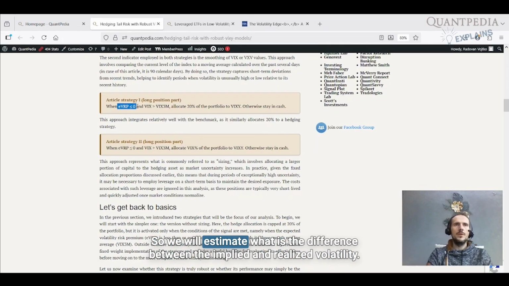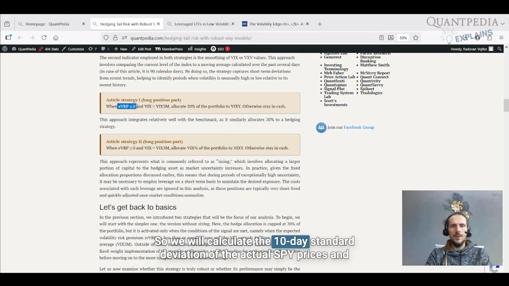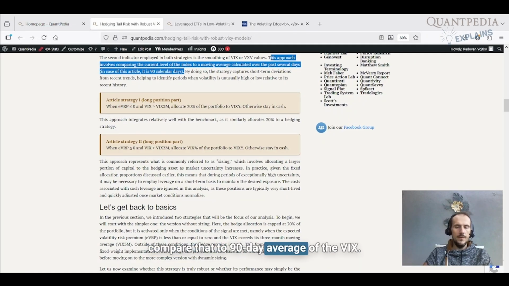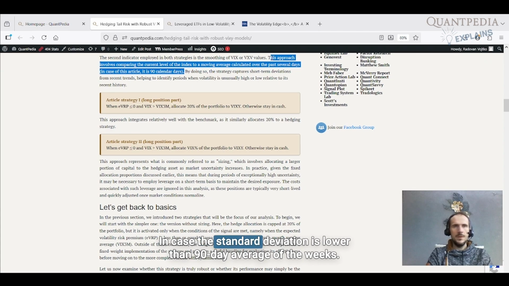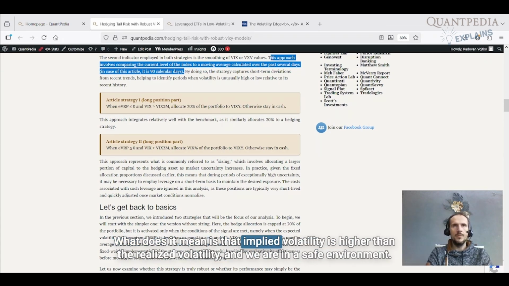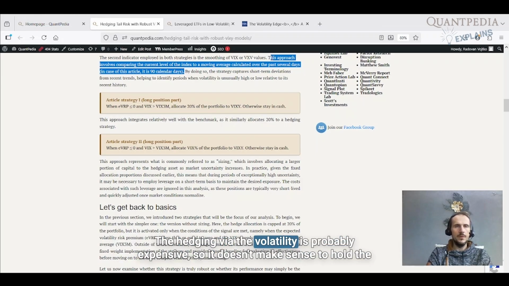We will estimate the difference between the implied and realized volatility. We will calculate the 10-day standard deviation of the actual SPY prices and compare that to the 90-day average of the VIX. In case this standard deviation is lower than the 90-day average of the VIX, it means that implied volatility is higher than realized volatility, and we are in a safe environment. Hedging via volatility is probably expensive, so it doesn't make sense to hold the position.